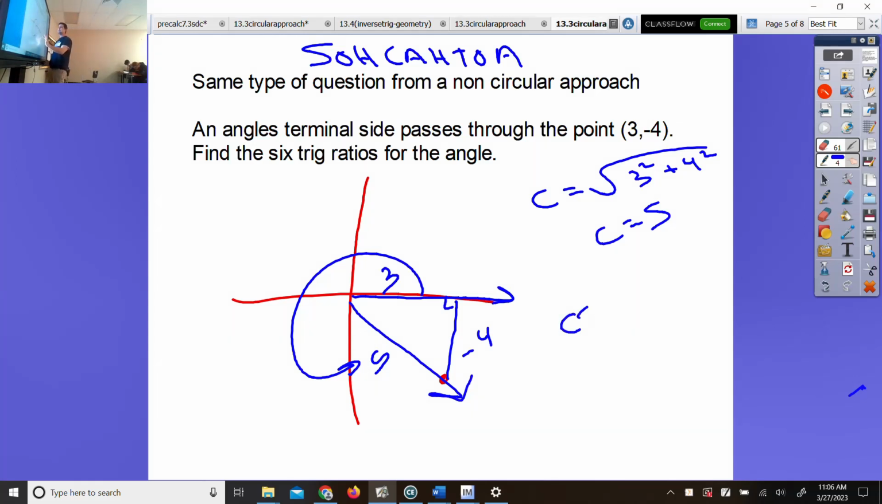So let's do something like cosecant. Cosecant is a reciprocal of sine. Sine is O over H. So what's cosecant? We're not doing a circular approach. I didn't draw a circle. Didn't find a radius. So it's just going to be H over L.